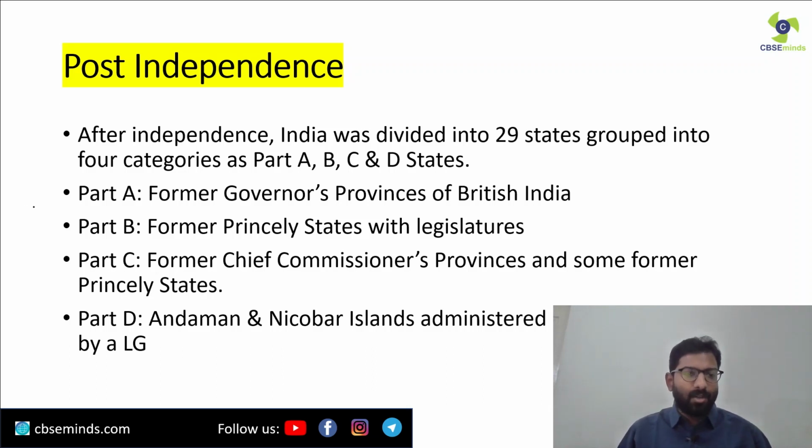And you can see on the screen over here, under Part A states, it consisted of all the former governors provinces of the British India. Under Part B, the former princely states which had legislatures. Part C states, all the former chief commissioners provinces and also some former princely states, and Part D consisted of only Andaman and Nicobar Islands, which was administered by a lieutenant governor.